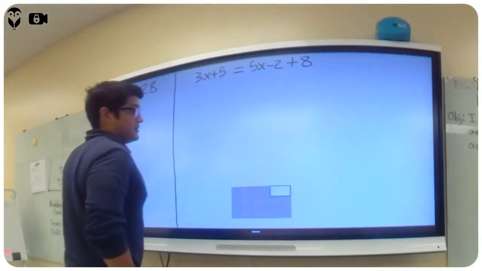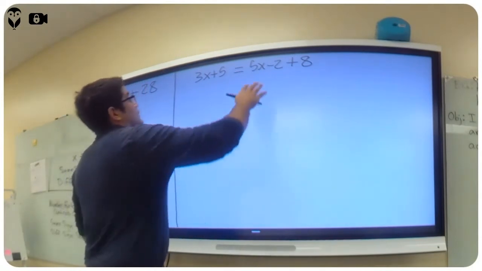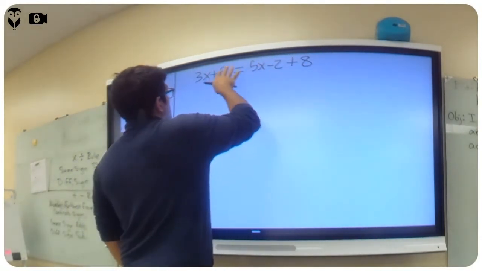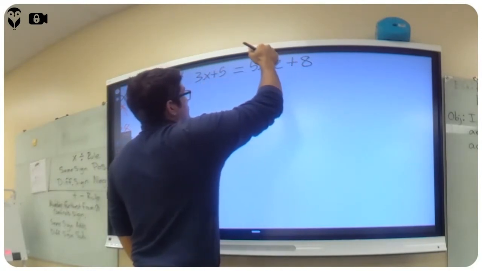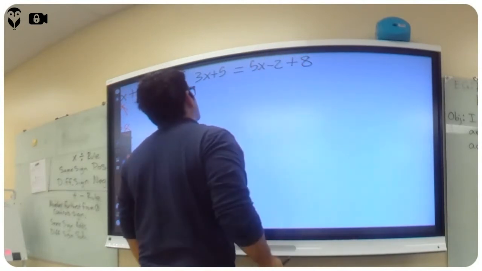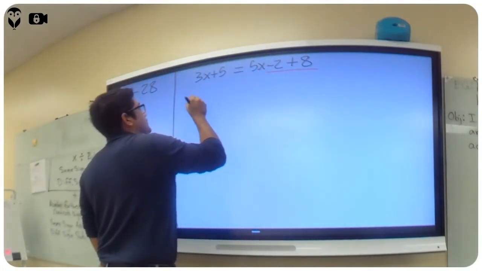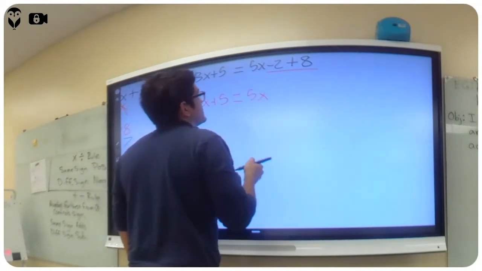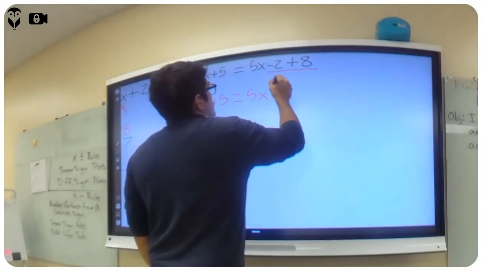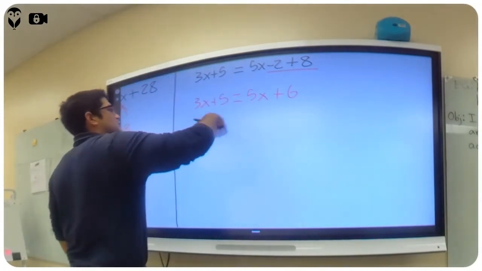Here is another problem. So it's like the end of this row. All right, so here we go. First, we have to consolidate this side. This side's already been consolidated, so we're good. Here, we're going to add negative 5x minus 2 plus 8. That's going to give us, we're going to put these two together, and it's going to make 3x plus 5 equals 5x plus 6. Okay? We're going to subtract 5x from both sides.